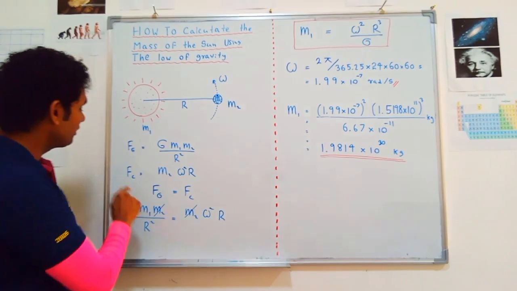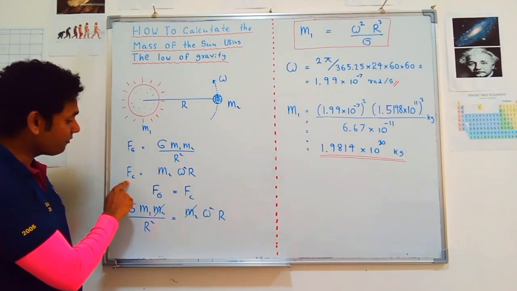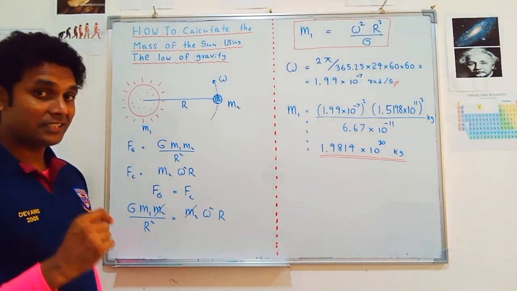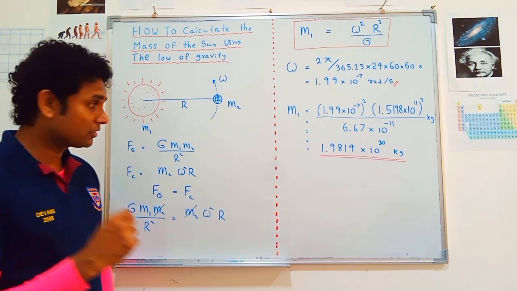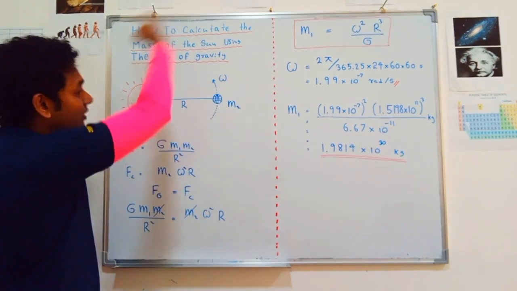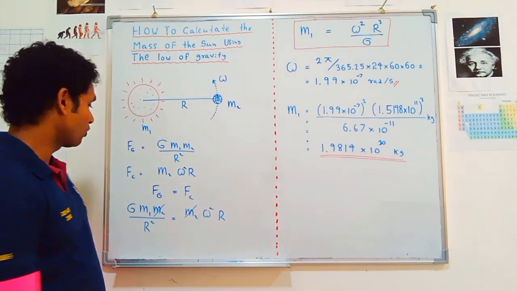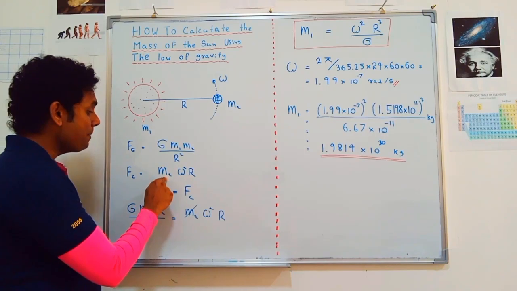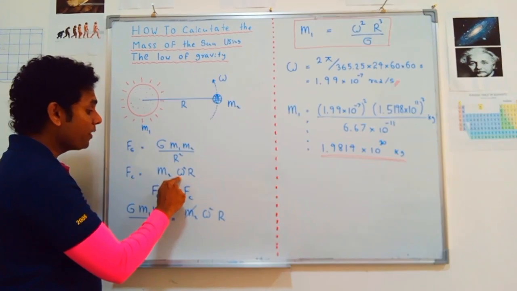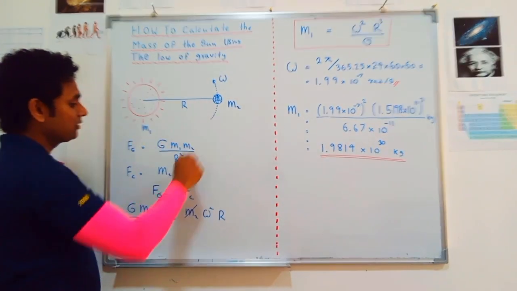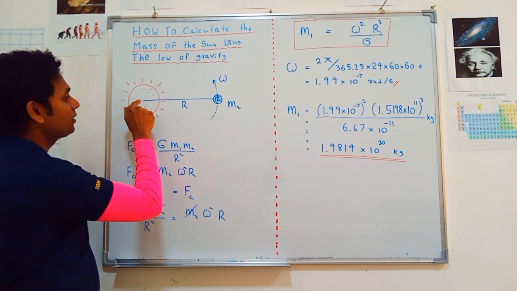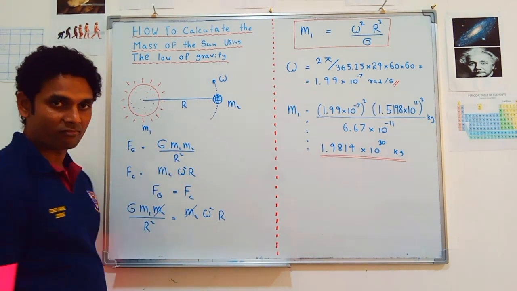Fc is the centrifugal force. Centrifugal force is the force which is needed for the earth to rotate around the sun in a circular motion. So Fc is equal to m2, the mass of the earth, omega square, the angular speed of the earth, and r, the distance from sun to earth.